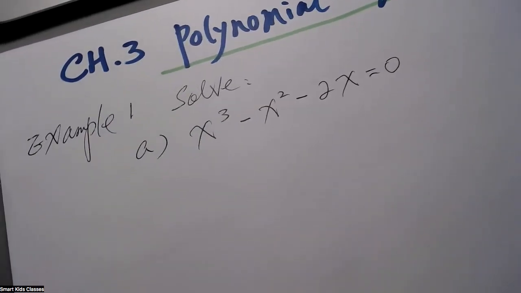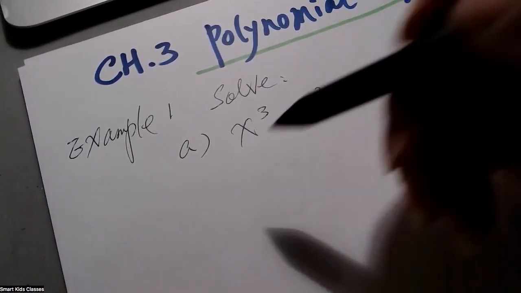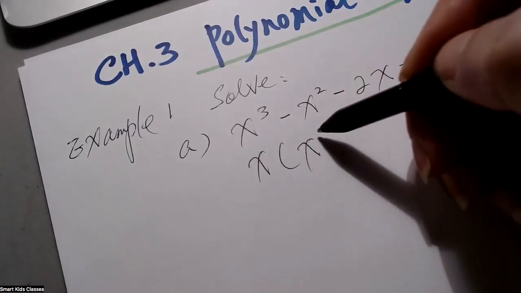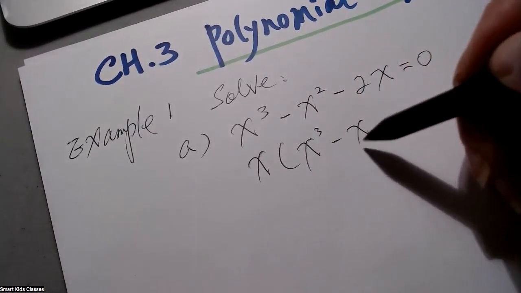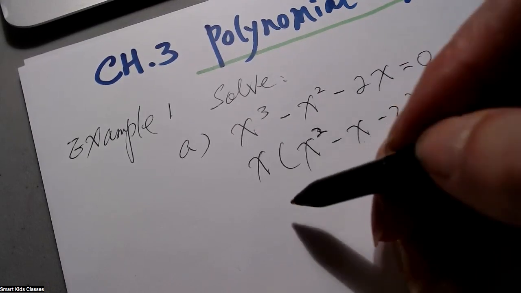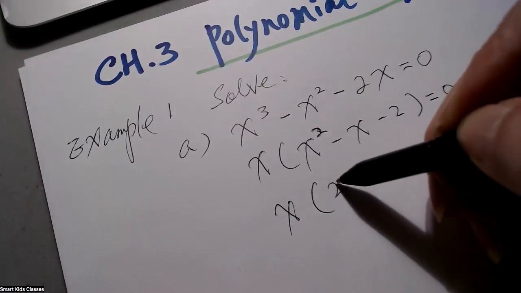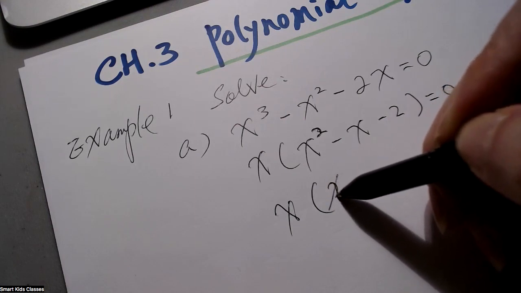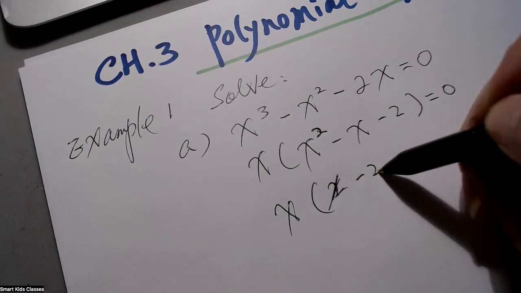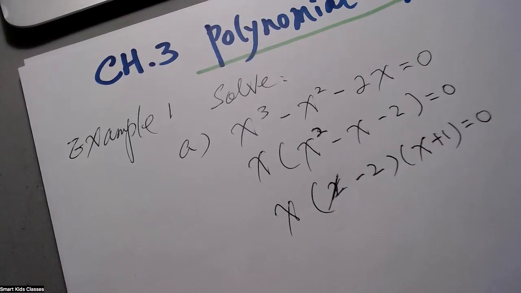I'm going to move the camera to this side. You see clearly. So factoring out x, we have x times (x squared minus x minus 2) equals 0. Factoring the quadratic, we have x times (x minus 2) times (x plus 1) equals 0.